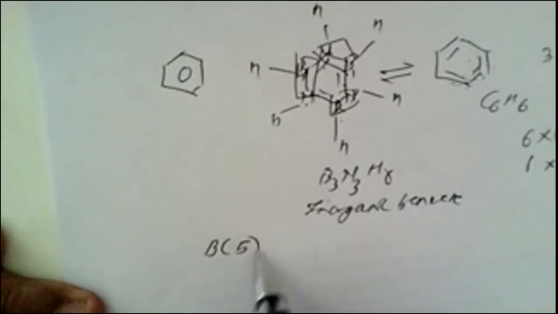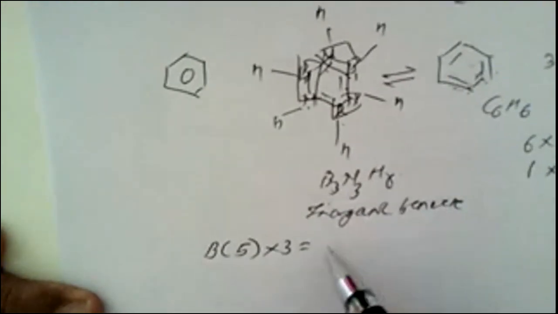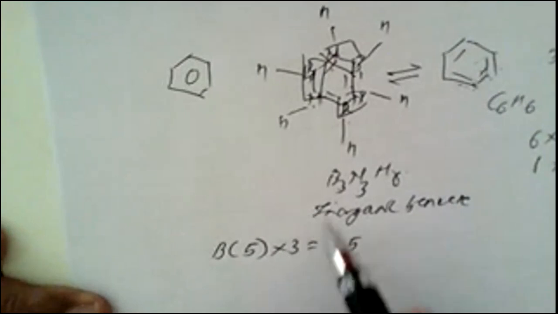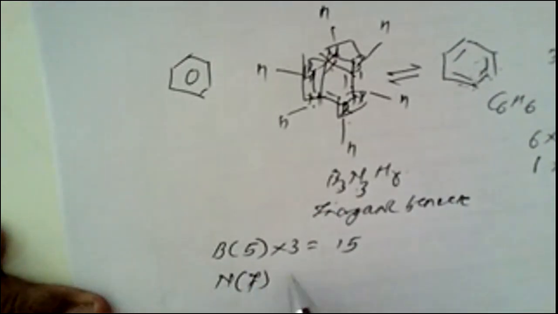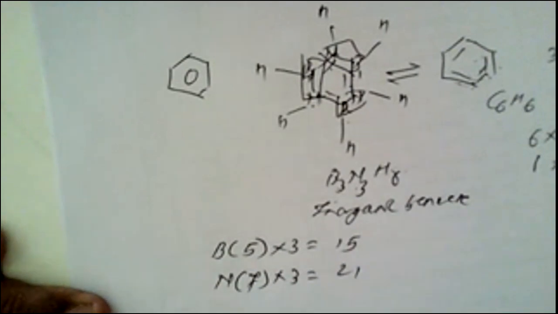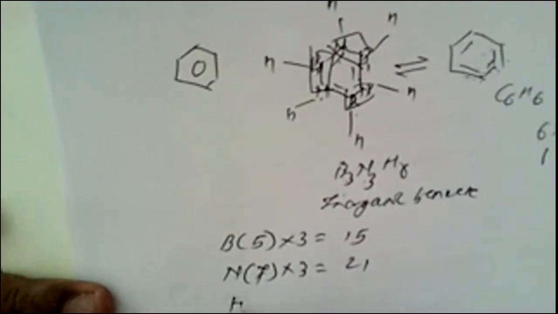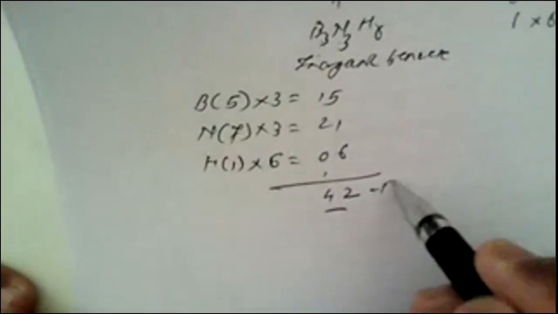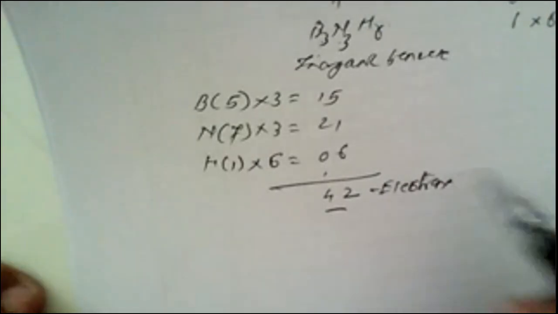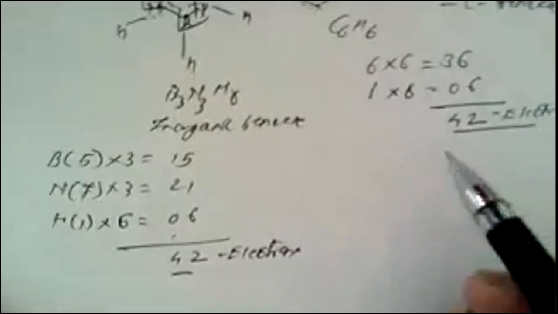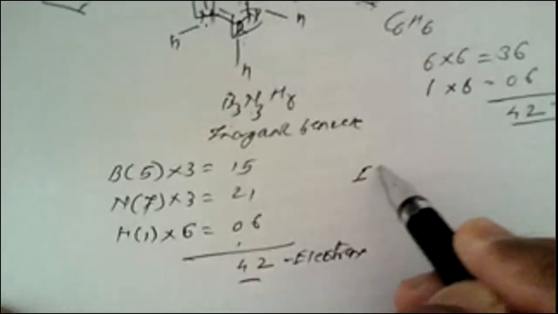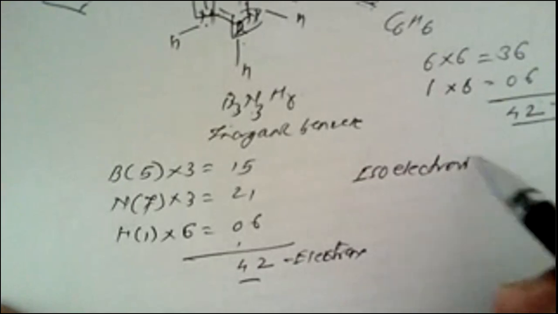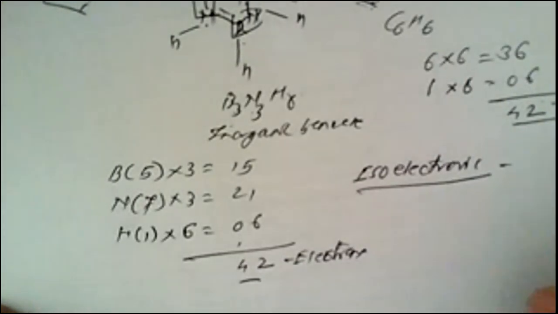Boron, as we know, atomic number 5, 3 boron atoms are there, so this is 15. Then nitrogen, atomic number 7, 3 nitrogen atoms are there, so this is 21. And 6 hydrogen atoms are there, having atomic number 1, so 6. So this comes to be 42. So here again, the total number of electrons in borazine is equal to the total number of electrons present in benzene. So this particular fact is known as being isoelectronic with benzene.